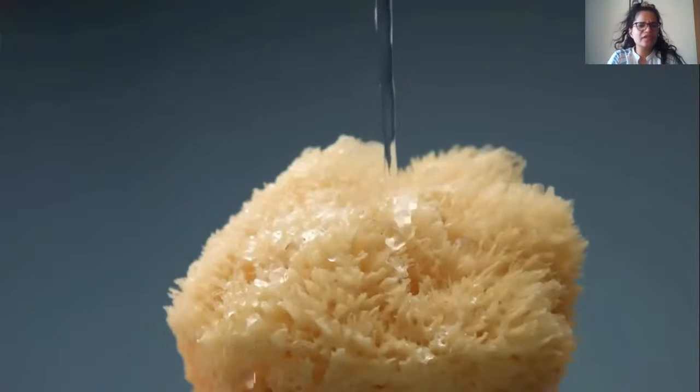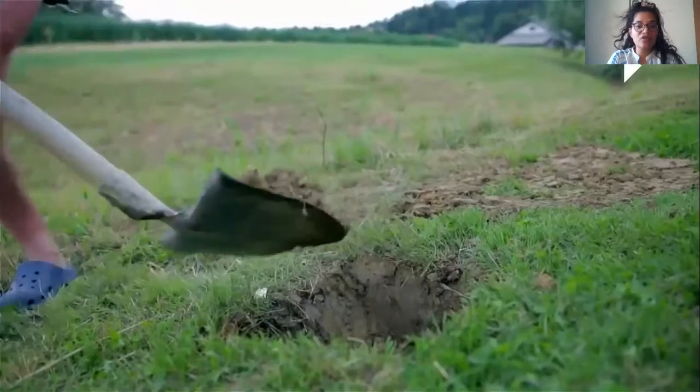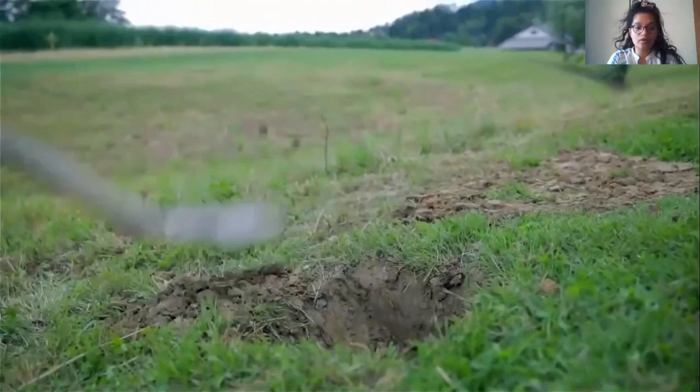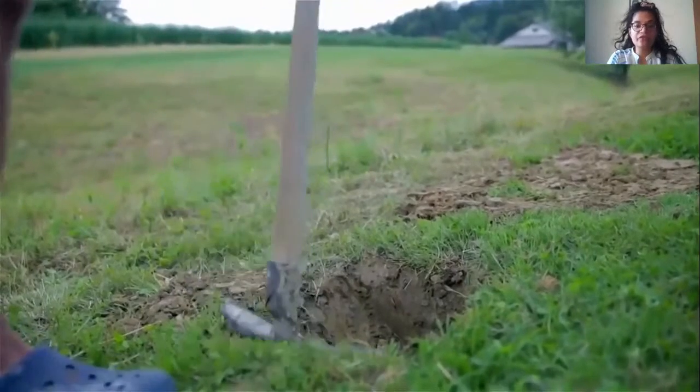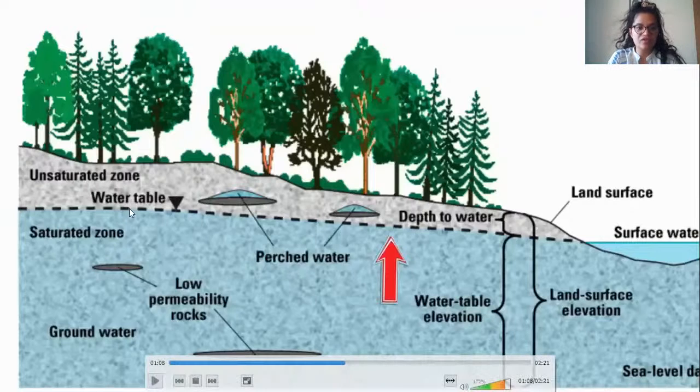Now, let's think of it another way. If you grab a shovel and start digging straight down, you may strike water. The first water you strike is called the water table. Can you see it? The first layer that you strike is the water table.